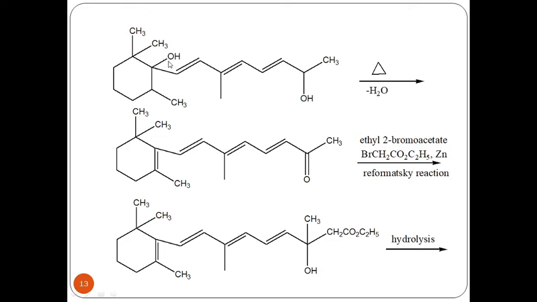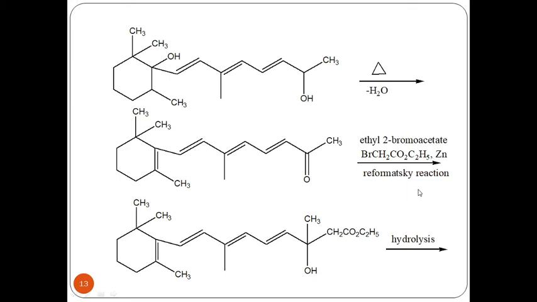This OH can be easily removed by heating, with removal of a water molecule. So OH is removed easily by heating. Upon the removal of this OH, there is an introduction of a double bond at this position. This intermediate now reacts with ethyl 2-bromoacetate, that is BrCH2CO2C2H5, in the presence of zinc.